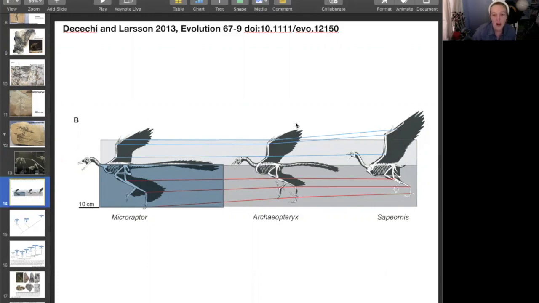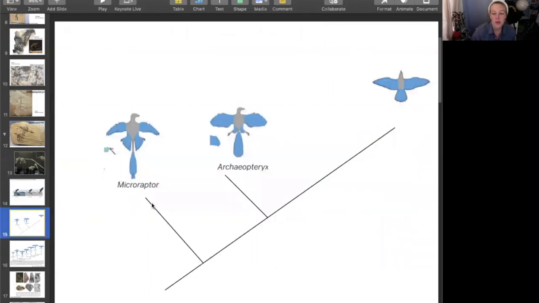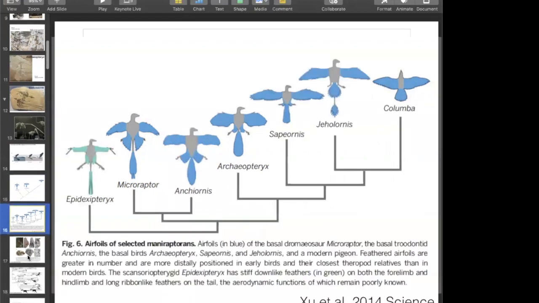Microraptor did not become Archaeopteryx, did not become a different kind of bird. Instead, we need to remember to place these things in a cladistic framework so that we can say, okay, well, the last common ancestor of Archaeopteryx and a modern bird had some features that distinguished them from their last common ancestor with Microraptor. This is what I want to impress you with this week.